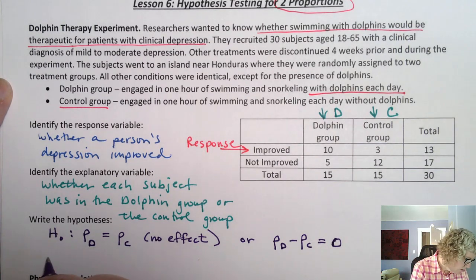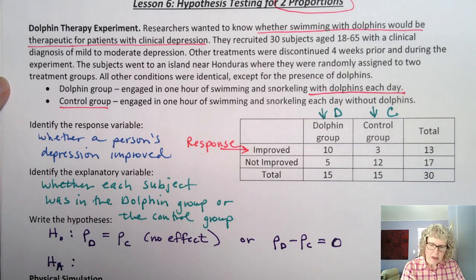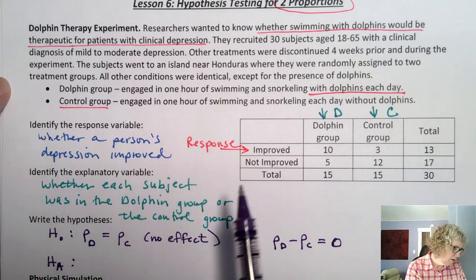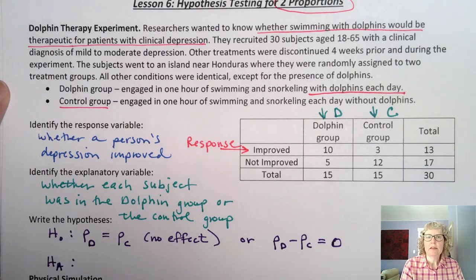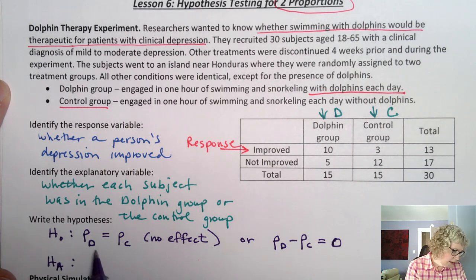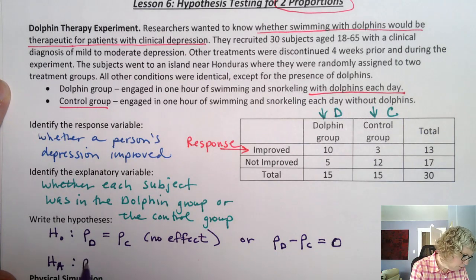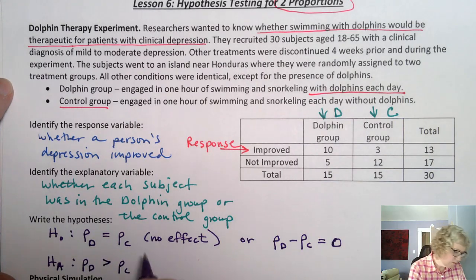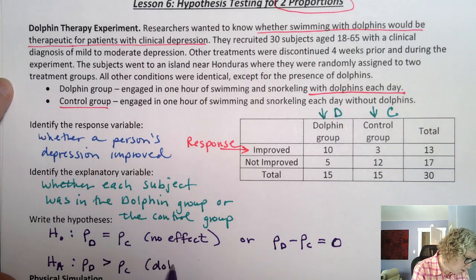Okay, now the alternate, HA, is the claim. They wanted to know whether it would be therapeutic. So they wanted to know whether the people swimming with the dolphins improved, right? So that would mean the improvers in the dolphin group, P sub D, would be greater than P sub C. Okay, so this would mean the dolphin group improved.